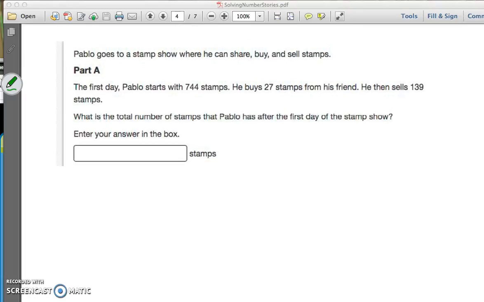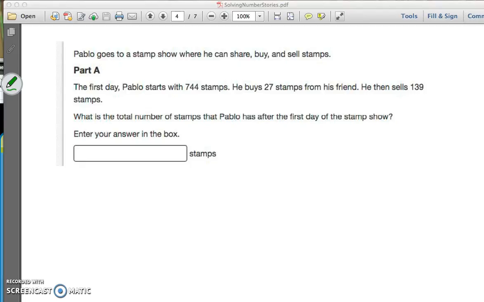Part A has Pablo. Pablo is going to a stamp show. And even if I don't know what a stamp show is, I know that he is a person and he is doing something. That is the main thing we focus on with number stories. What is this person doing? And then what do I need to do with these numbers?